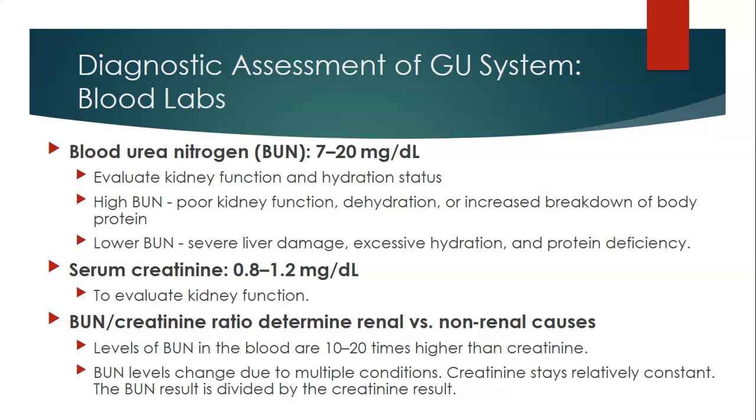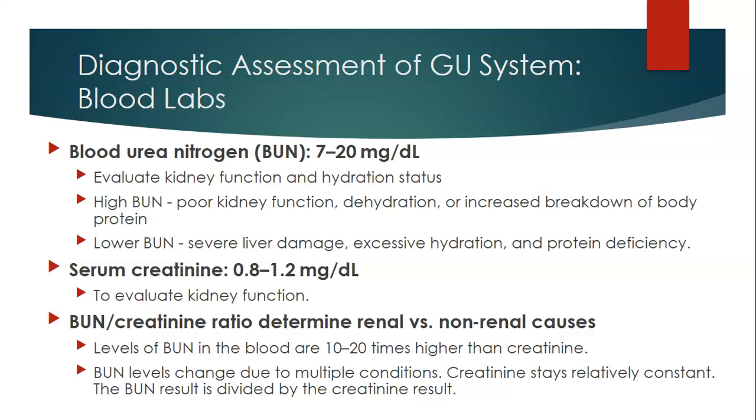As far as labs that we would look at in the blood, we would look at the BUN. It is the BUN, don't call it a bun. People look at you funny. It's a BUN, blood urea nitrogen. The normal range is going to be 7 to 20 milligrams per deciliter. This is used to evaluate kidney function and hydration status.